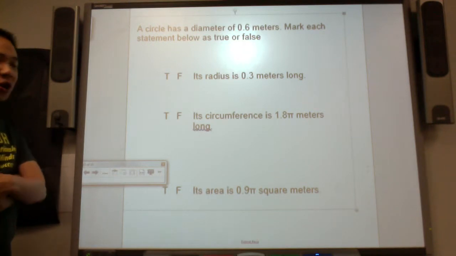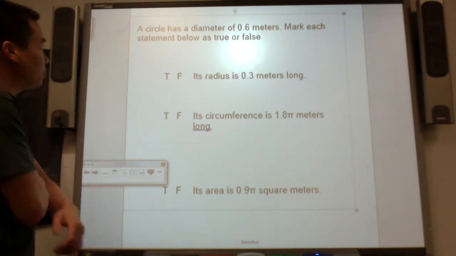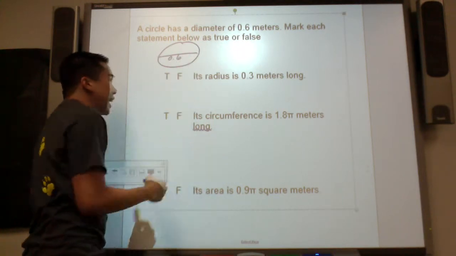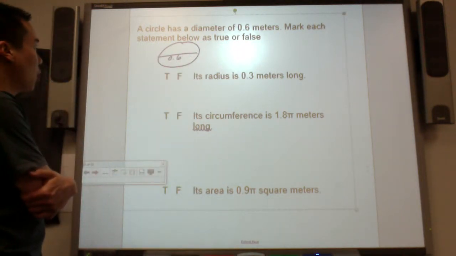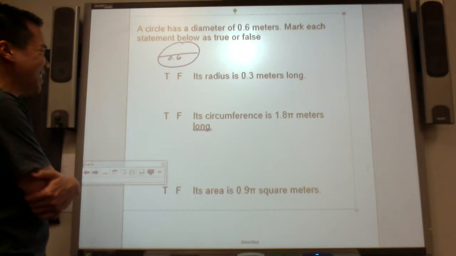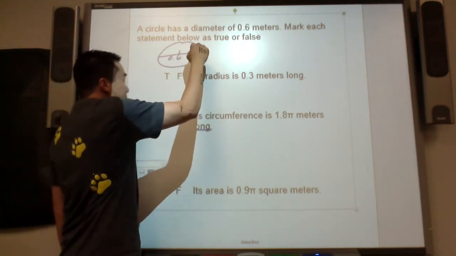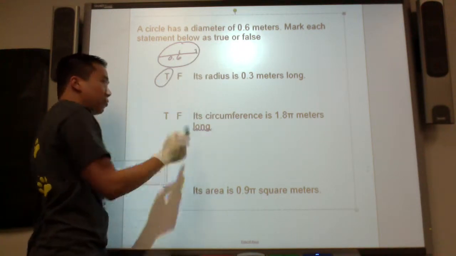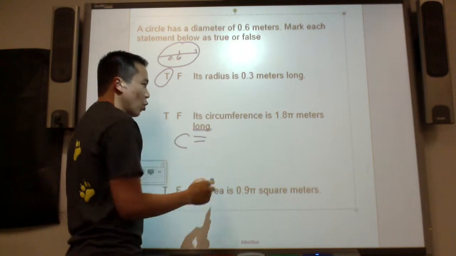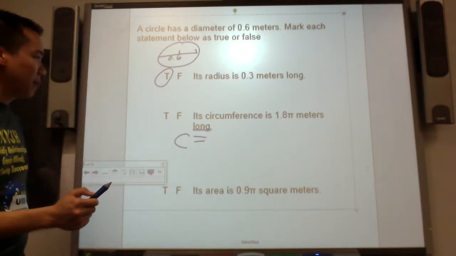So let's answer a question like this. A circle, I need to draw a picture. It really does help me out. A circle has a diameter of 6/10 meters. Mark each statement below as true or false. Its radius is 3/10. A radius is half. Oh, that's true. That is definitely true. Its circumference is 1 8/10 pi meters long.